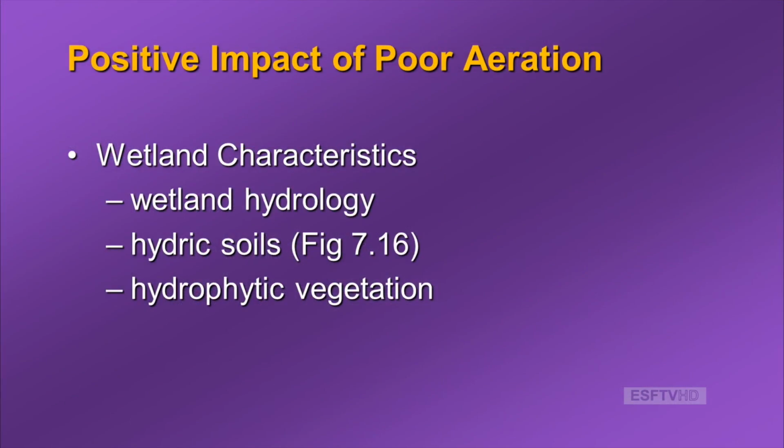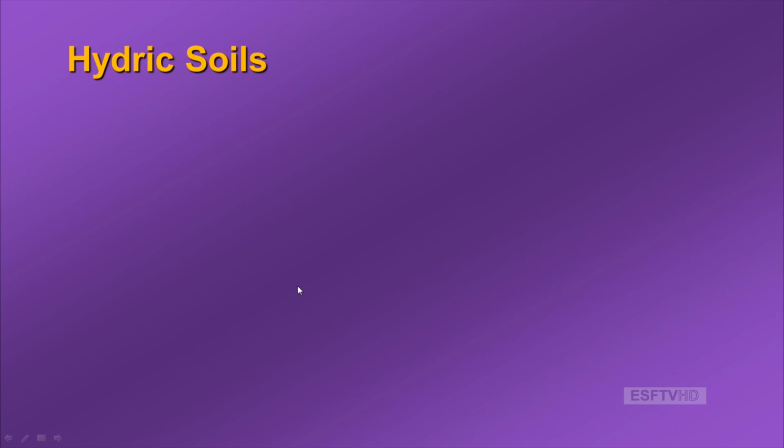So we start to think, what is a wetland? Wetland characteristics: there are 3 things used to define a wetland. These are the core regulatory criteria for a wetland. 1, that you have wetland hydrology, the water table is present. 2, that you have hydric soils. And say, well, I've got to define hydric soils. And 3, hydrophytic vegetation. These are vegetation that will grow in anaerobic systems.